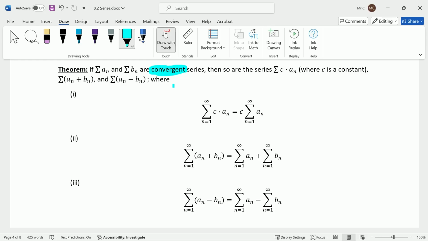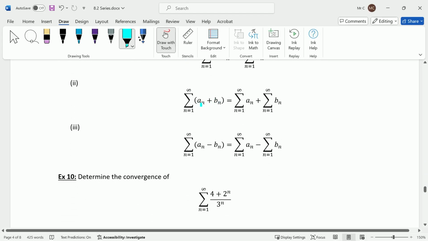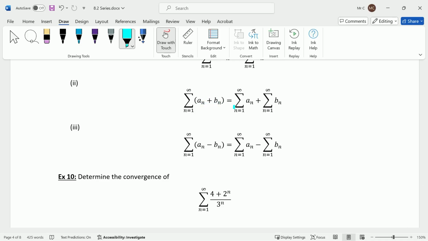Okay, the first one is that I can factor constants out of a sum, right? So if these infinite sums converge, if the infinite sum of a sub n converges, I can take the constant multiple of each term and factor it out and put it in front of the series. I can split up my sum term by term. So if I have a sub n plus b sub n, I can split it into the series of a sub n plus the series of b sub n. And the same thing with the difference of terms.